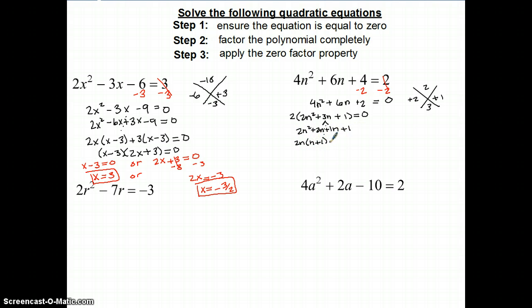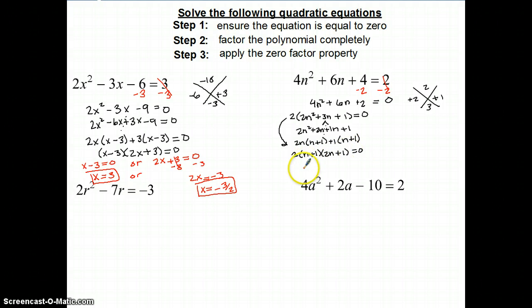On the right, the only thing I can factor out is a positive 1, leaving me with n plus 1. I factor out that n plus 1 and am left with 2n plus 1 in my second parentheses. Don't forget this is all equal to 0, and there is that coefficient of 2 on the front. Now step 3, since I've factored completely, I apply the zero factor property.